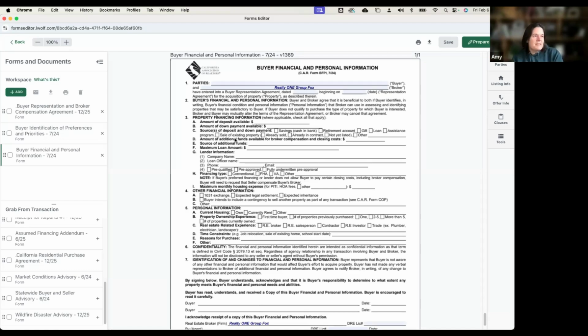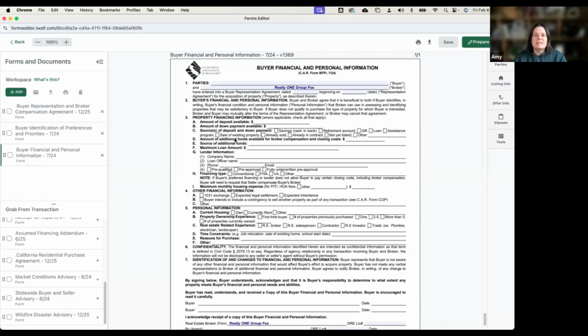Perfect. How much down payment do you have available? Okay. Where are those sources coming from? Is it savings? Is it a gift? Do we need a gift letter? Is their lender going to allow that? Right. So this allows us to get that information. Is it coming from a sale of an existing property? Additional funds available for broker compensation and closing costs?